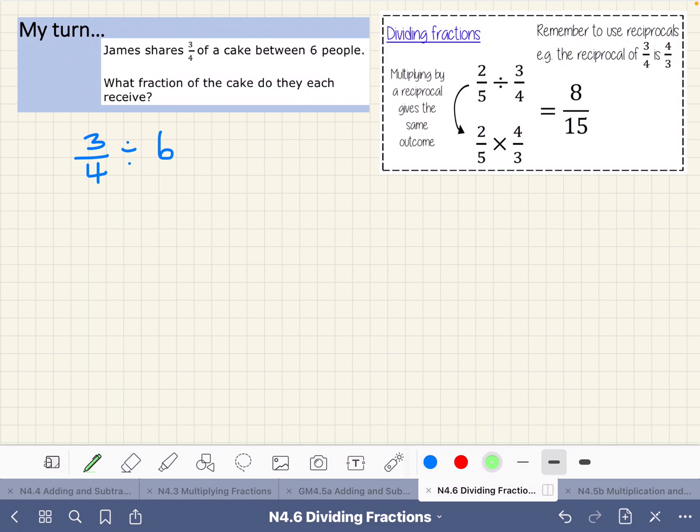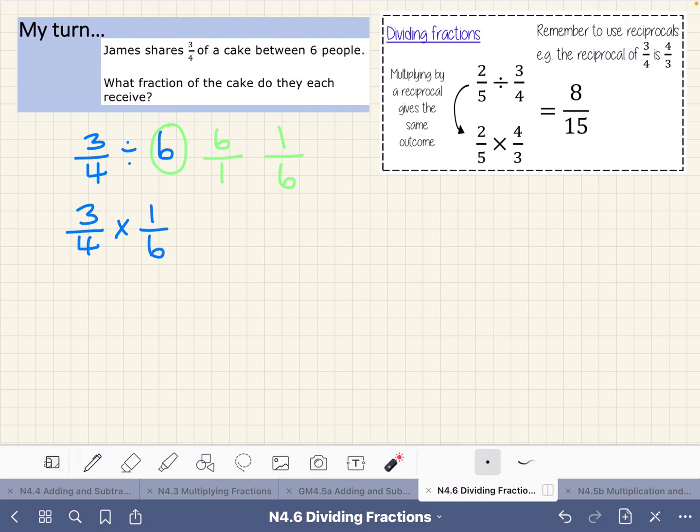divided by a whole. This whole can be represented as 6/1, and we should know that multiplying by a reciprocal gives you the same outcome as dividing. So if we're looking for the reciprocal of 6, the reciprocal would be 1/6. That gives us a calculation now of 3/4 multiplied by its reciprocal of 6, which is 1/6.